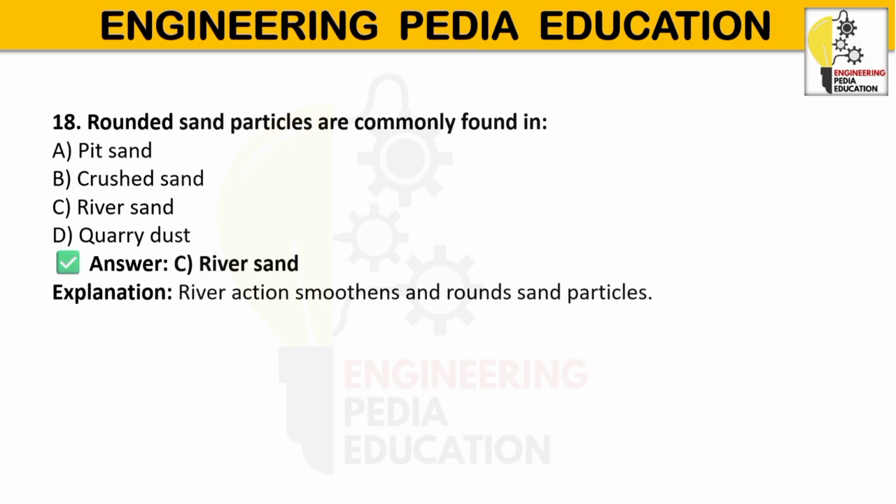Characteristics of rounded sand are better workability, less water requirement, less interlocking compared to angular particles, and lower strength than angular sand in some cases. Rounded particle sands are commonly found in river sand and sea sand because the water action smoothens the particle edges over time.